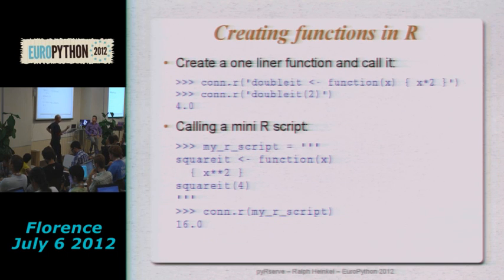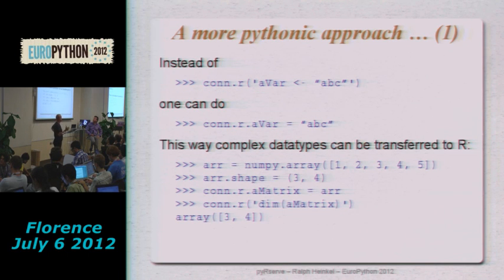You can also create functions in R from Python. In the first line, you create a function which doubles numbers, and the second call is then directly calling that function, which is all R syntax. Or you can even send a little script over to R and get the script evaluated. Not really much faster, but there's a manual which describes that in more detail.